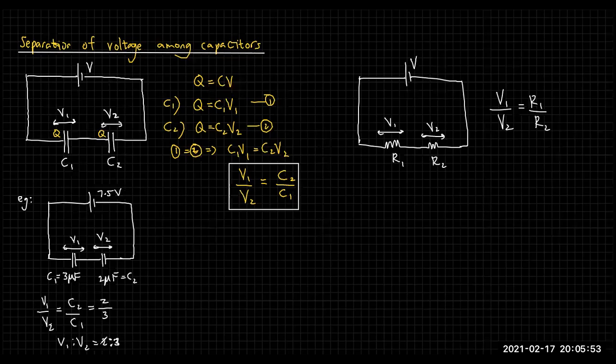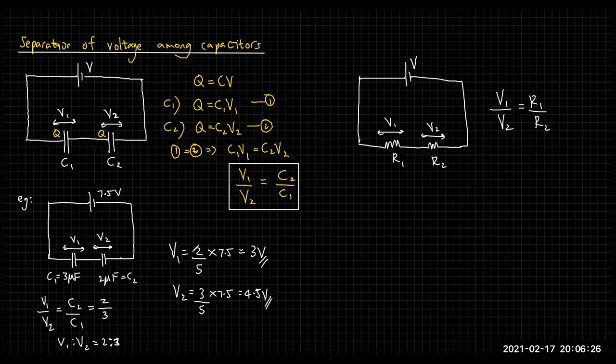In total, there are 5 parts. Out of those 5 parts, 2 for V1, 3 for V2. So if you want to find V1 with an equation, you will write it like this: out of 5, 2 for V1, multiplied by the total voltage, 7.5. If you simplify that, it's 3 volts. And V2 is 3 out of 5 into 7.5, and that is 4.5 volts. So 3 volts and 4.5 volts. That is how it works.